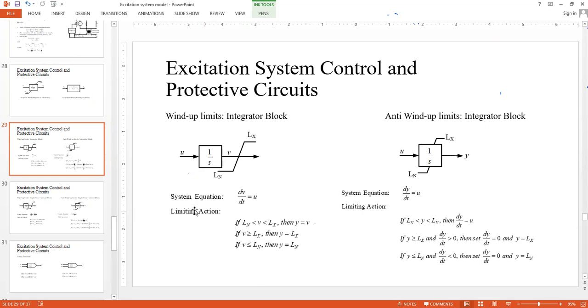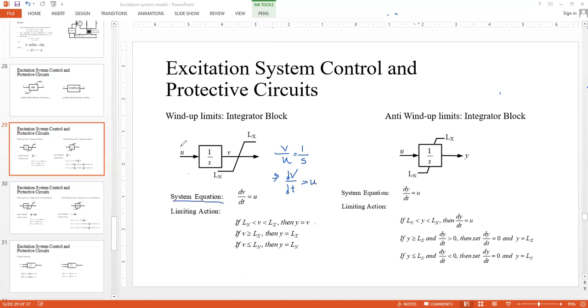So for this block, what is the system equation? It's pretty straightforward. You can see that this is an integrator. So you can simply write it like this: V, that is the output, by the input U equals 1 upon S, where S is simply the d by dt operator. If you simplify this, simply this would be dV over dt equals U. So this is the system equation.